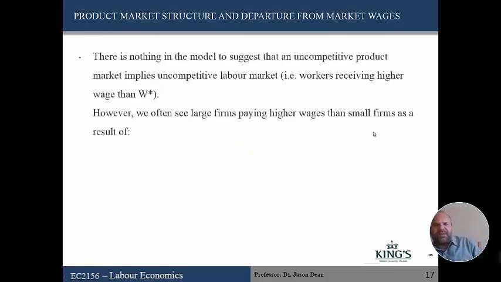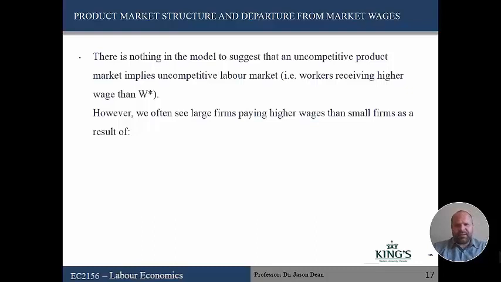There's nothing in our model to suggest that an uncompetitive product market would imply an uncompetitive labor market. So right here we have a competitive labor market, but we have a monopolist in the product market. There's nothing really in our theory or anything really that you can think of offhand that would suggest that the wage would be higher than the equilibrium wage. If the labor market's competitive, then the wage should be our W star, the equilibrium wage.